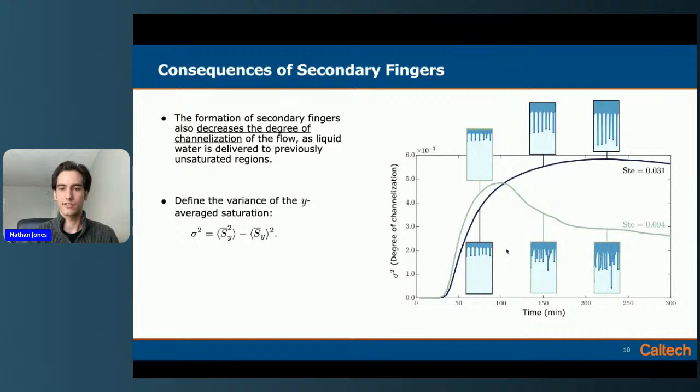But in this lighter green simulation, we start off not forming secondary fingers, but at around 100 minutes, these secondary fingers start forming and the variance drops sharply. Despite this one runaway finger, you can see that more of the x-axis here is saturated in the main wetting front, whereas here the flow is still very highly channelized in these initial flow fingers.